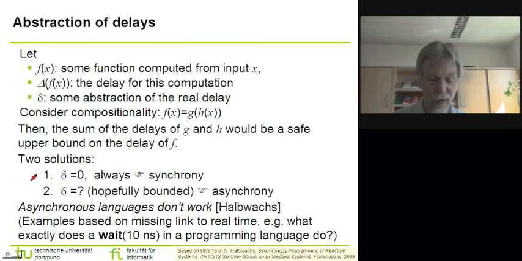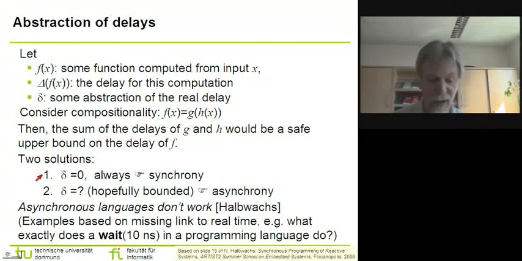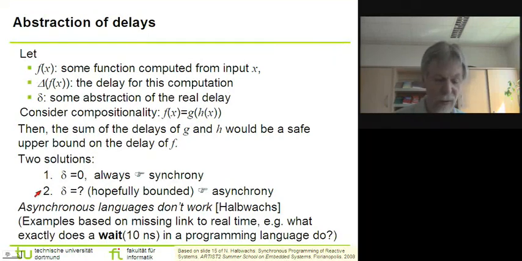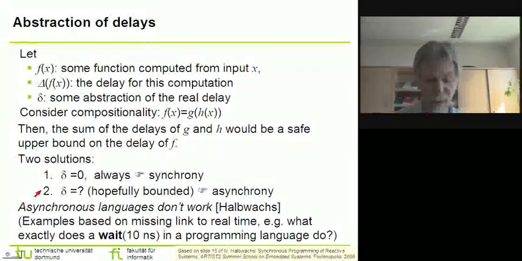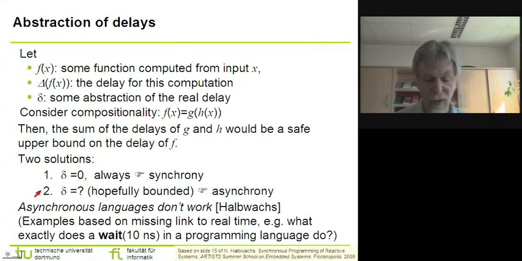Now, whenever during the design we argue about the delay for computing such functions, there are two possible solutions. One solution would be to always assume that delta is equal to 0, and if we make that assumption, we call that type of design a design with a synchronous language. On the other hand, we might be assuming delta to have some value different from 0, hopefully a bounded value, and this would be called a design using asynchronous languages.